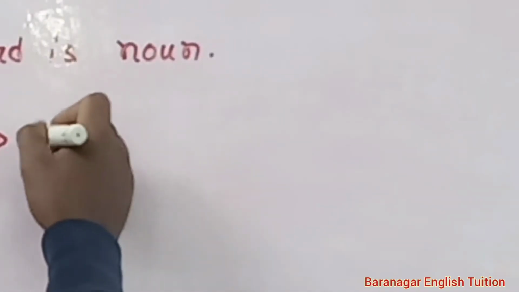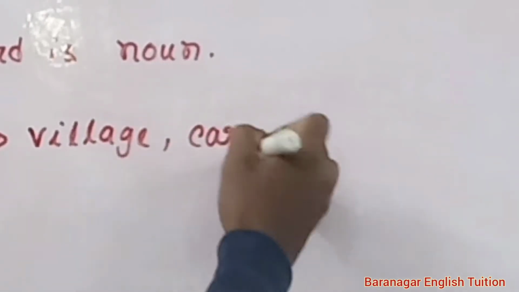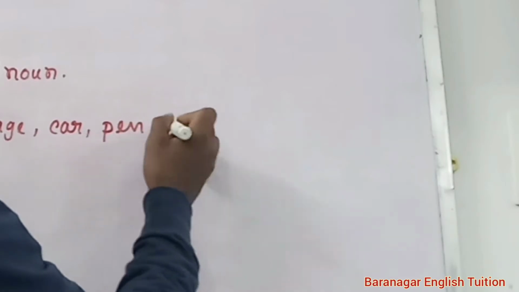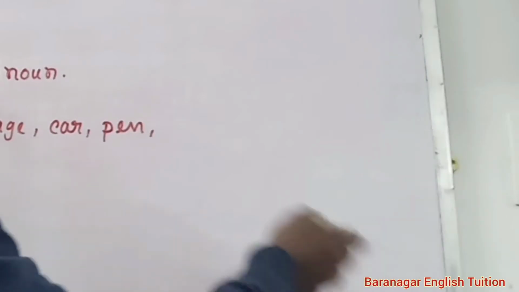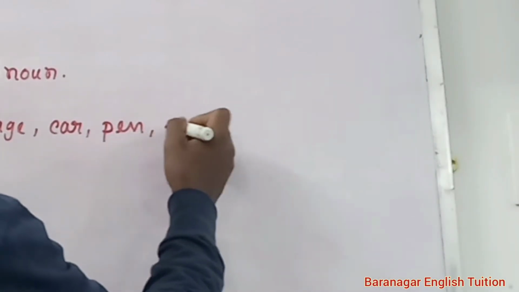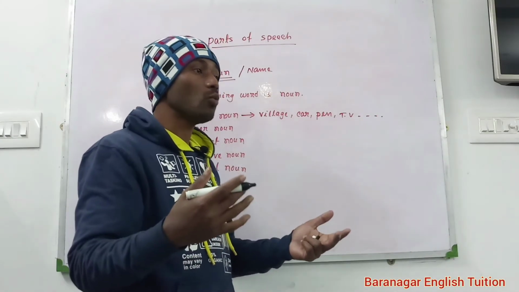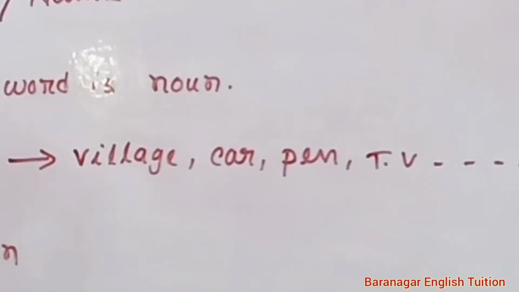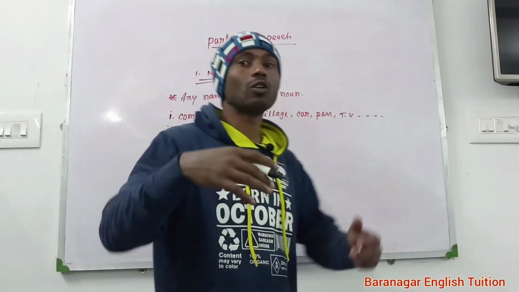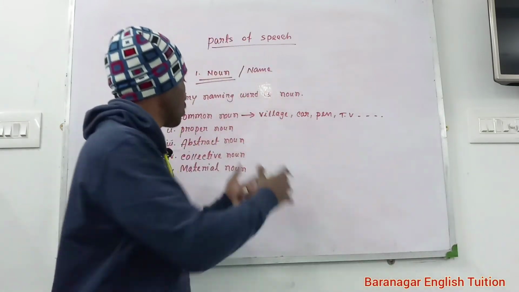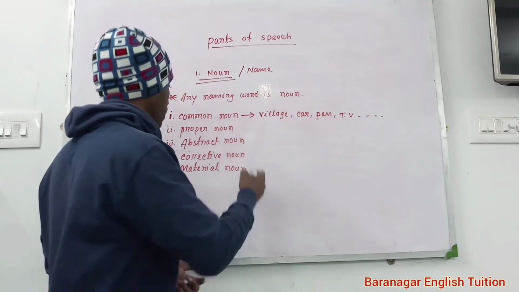So you can say village, you can say car, you can say pen, a lot of things are there. You can say, suppose, TV. So these all are common nouns, because we are simply not giving any proper name. When you are not referring to any proper name, how will you understand? First you have to understand all these different kinds of nouns, then you will understand that this is this noun, this is that noun, and it will be easy for you.